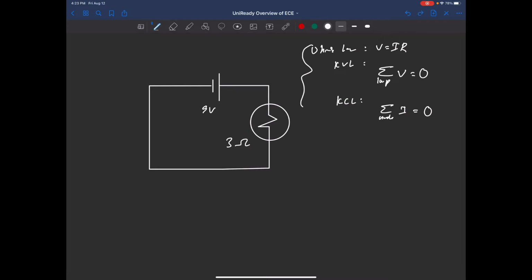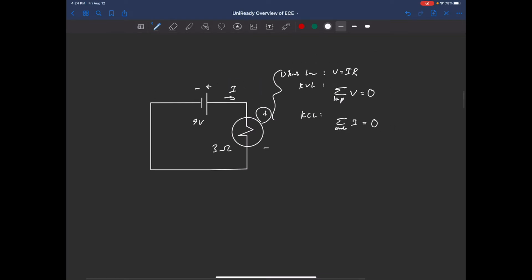Let's say you want to find the current going through the circuit. The first thing we need to do is define our voltage drops and voltage rises. Since this is a battery, if you go from this side to this side, you have a voltage rise. And since this is a resistor, if you go from this side to this side, you have a voltage drop. You signify that with a positive going to a negative.